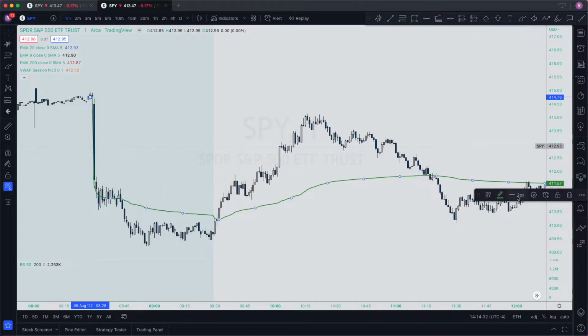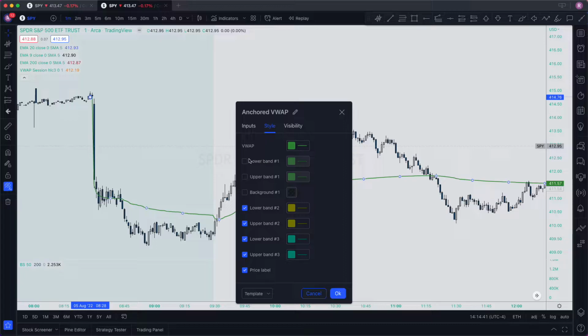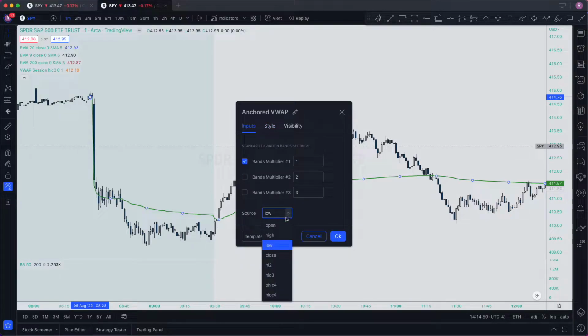Once you have it anchored, you're going to come over to the settings. And in these settings, you will see source. I like to have bands multiplier number 1. And I come to style, I turn lower band, upper band, and background off, and then I leave these clear, price label. So if we come back to inputs here, this source right here, this means high low divided by 2, this high low close 3, open high low close 4, high low close 4. What I like to do is use low and high.